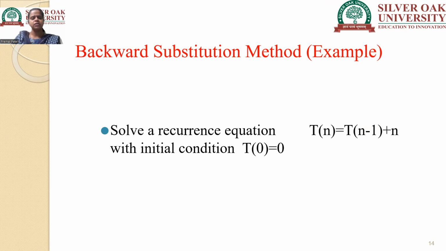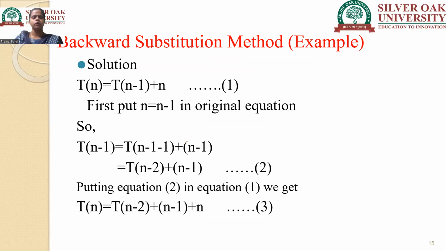So solve the recurrence equation, that is T of n is equal to T of n minus 1 plus n, with the initial condition, that is T of 0 is equal to 0. Now, by seeing the solution, we all know that if n is the last value, then the second-to-last value will become n minus 1.